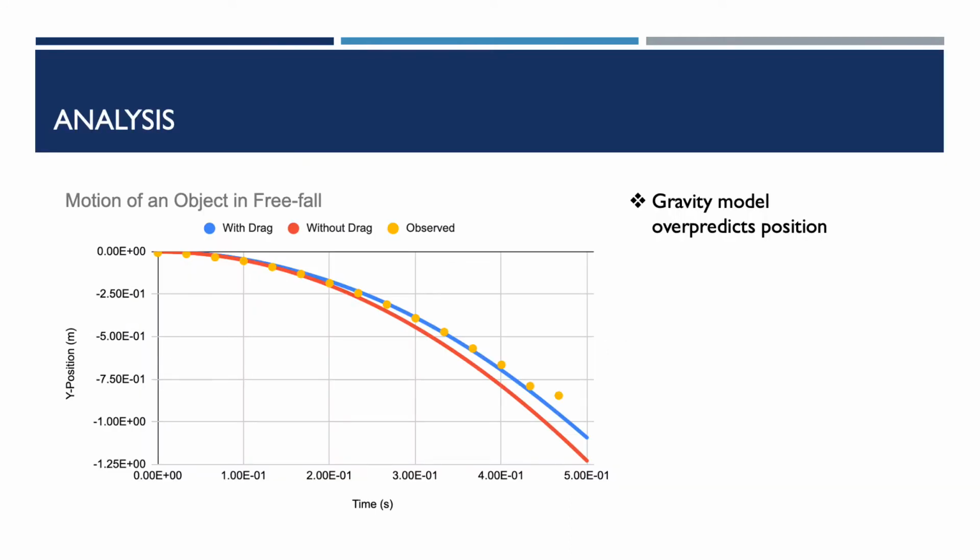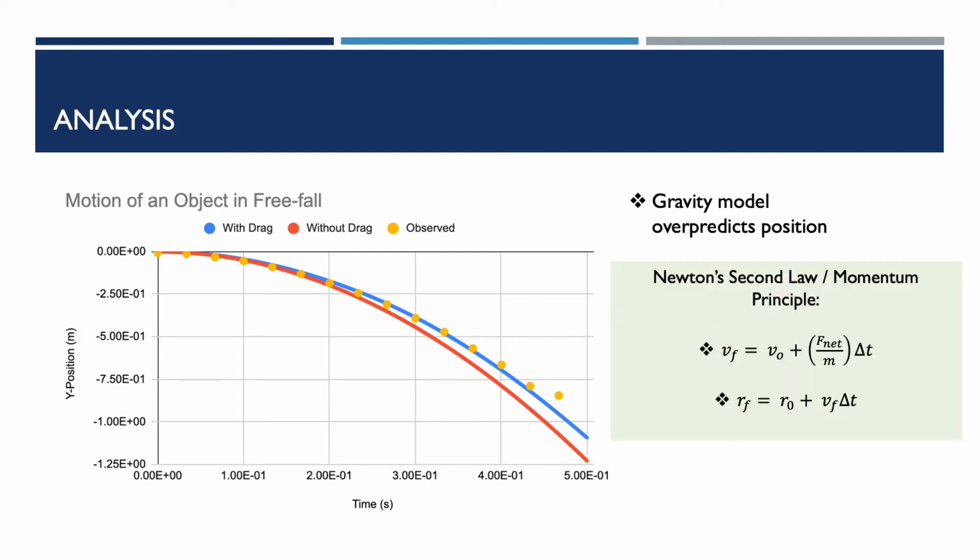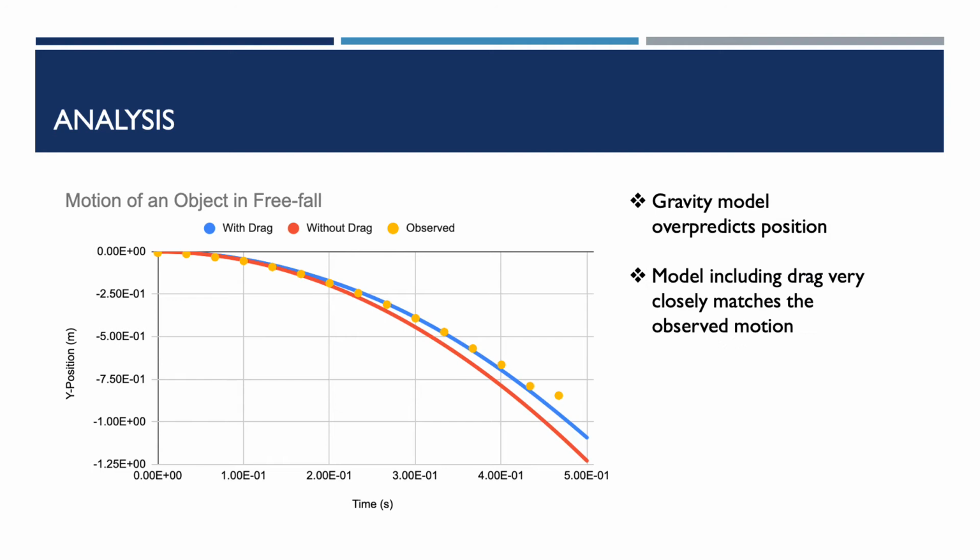Looking at the graph, we can see that the model only exemplifying the force of gravity overestimates the position of the object. Looking at the equation set forth by Newton's second law, the net force is larger than that of a model that includes drag, therefore the position of the ball at each time step increases. The model including drag more accurately represents the actual motion of the ball analyzed by Tracker.